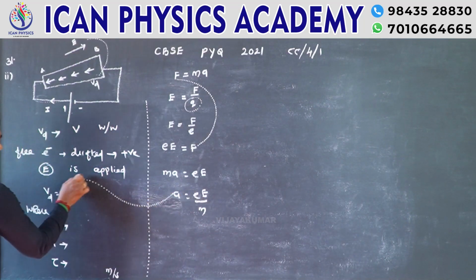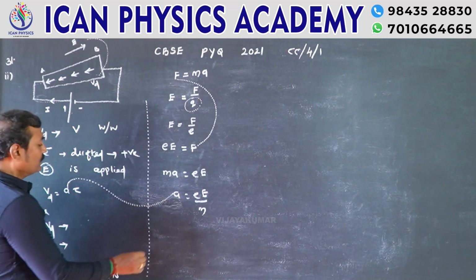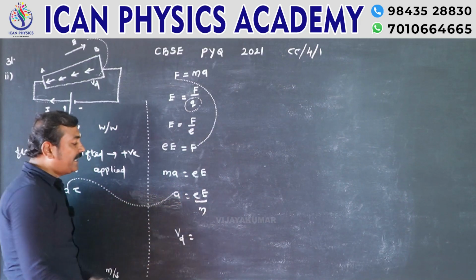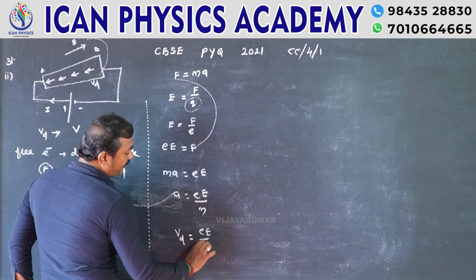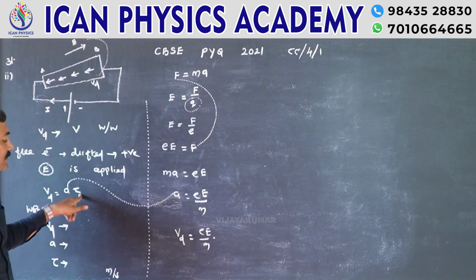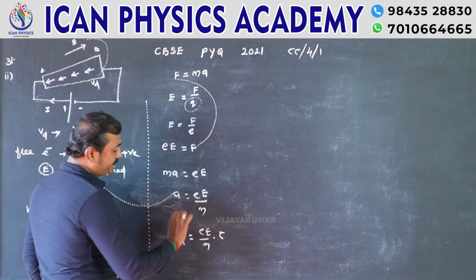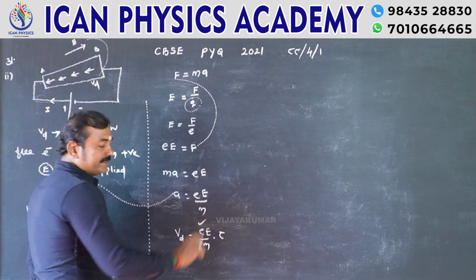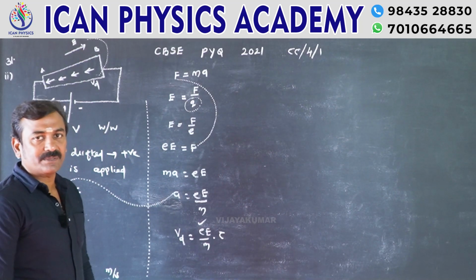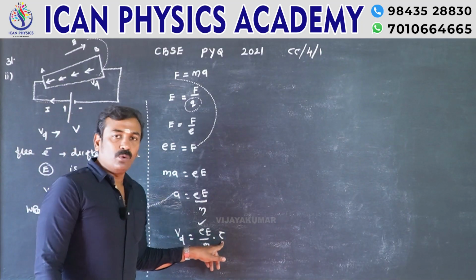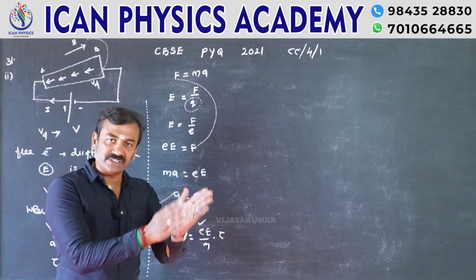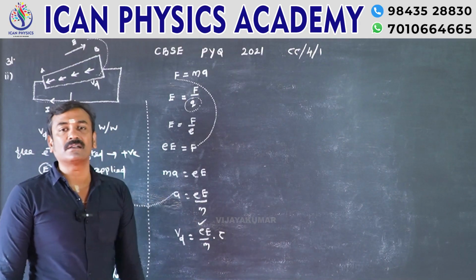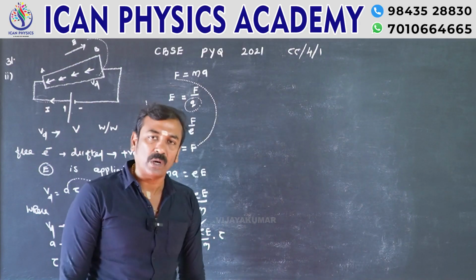Now substitute the value of a in this equation. So drift velocity equals a tau. What is a? eE by m. So Vd equals eE by m into tau. Now, e is 1.6 into 10 to the power minus 19 coulomb. Tau is the average time between successive collisions, which is also constant. m, the mass of the electron, is also constant, 9.1 into 10 to the power minus 31 kilogram.